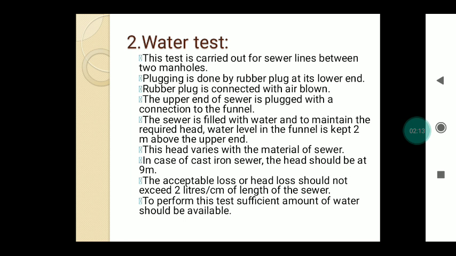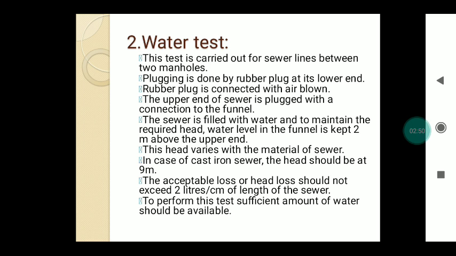The next test is the water test. This test is carried out for sewer lines between two manholes, in which plugging is done by a rubber plug at its lower end and it is connected with the air blow. The upper end of the sewer is plugged with connections to a funnel and the sewer is filled with water, and to maintain the required head, the water level in the funnel is kept about 2 meters above the upper end, and this head varies with the material of the sewer.